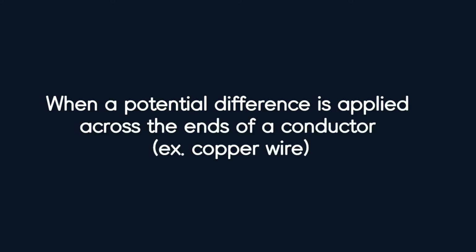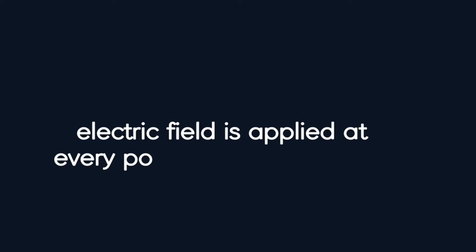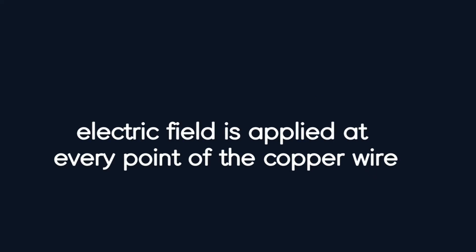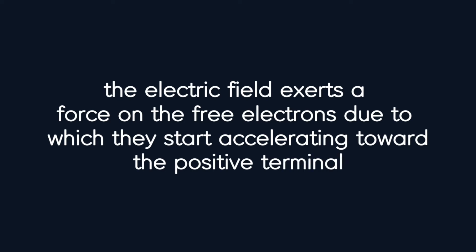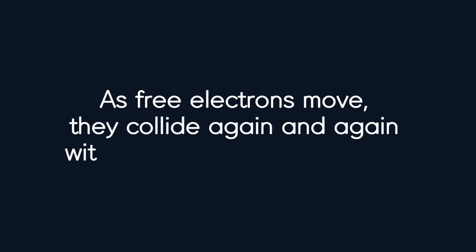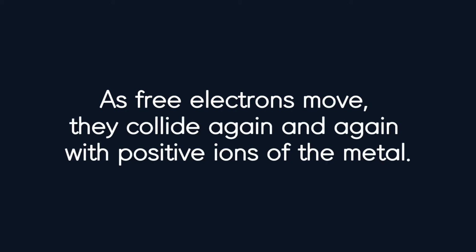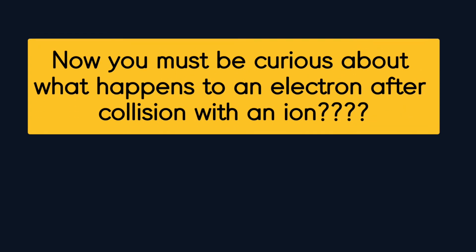When a potential difference is applied across the ends of a conductor, let's take a copper wire, an electric field is applied at every point of the copper wire, and the electric field exerts a force on the free electrons, due to which they start accelerating towards the positive terminal of the potential. As free electrons move, they collide again and again with positive ions of the metal.